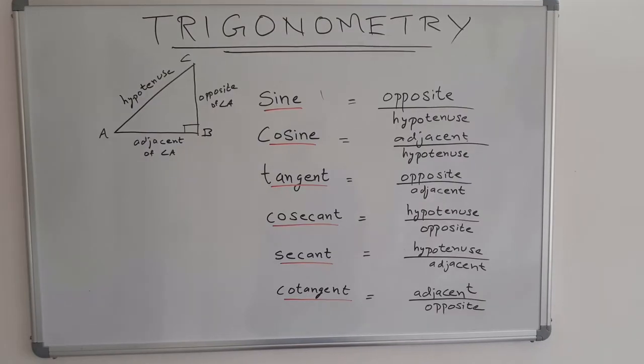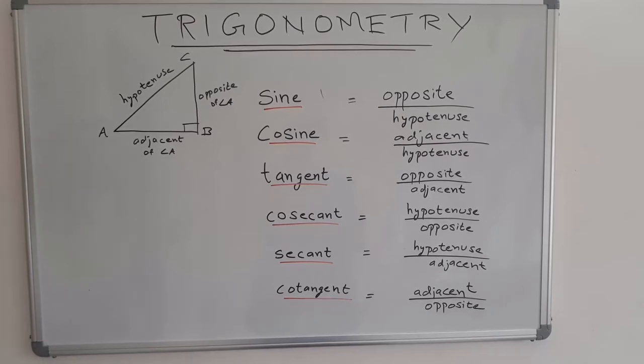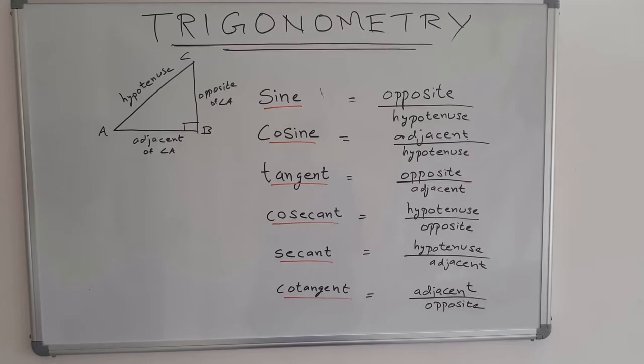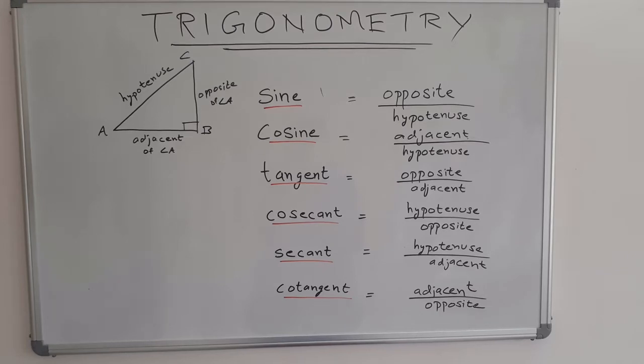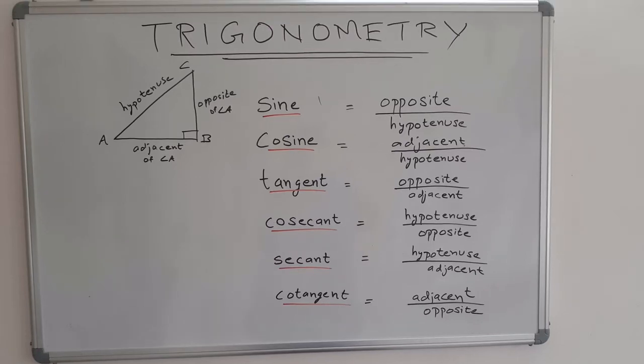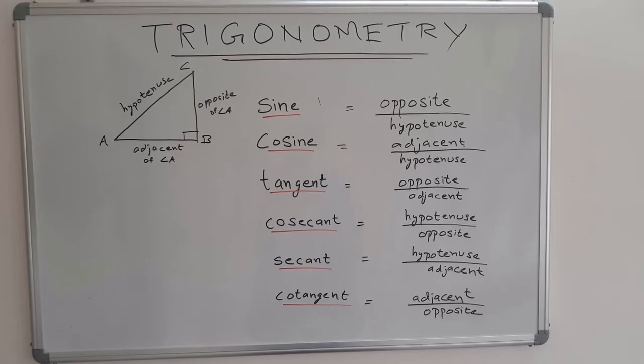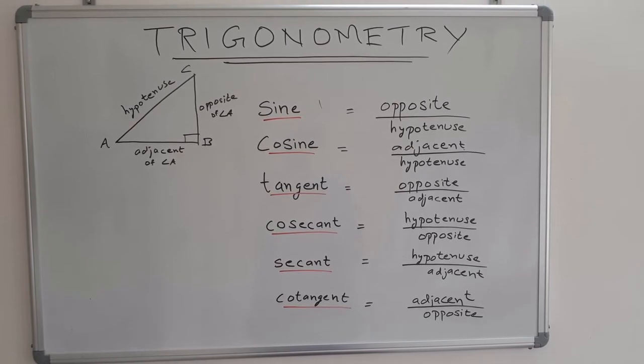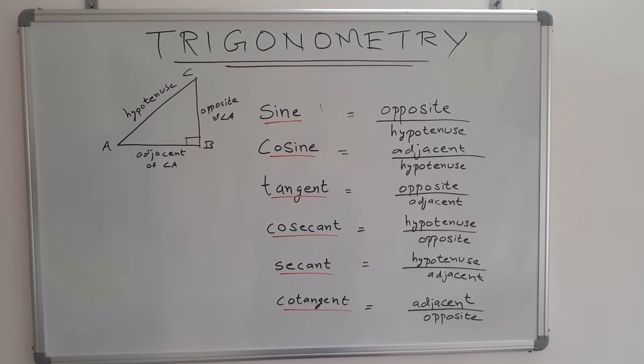Here are the 6 ratios. First one is the sine ratio, which is the ratio of opposite side divided by hypotenuse. The second one is cosine, which is the ratio of adjacent side to hypotenuse. The next one is tangent, which is opposite side by adjacent side. And the next one is cosecant, which is hypotenuse by opposite side. Then it is secant, which is hypotenuse by adjacent side, and cotangent, which is adjacent by opposite side.